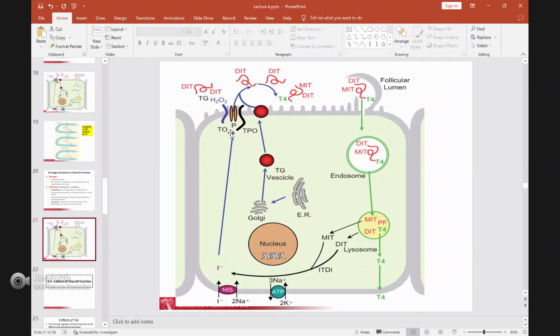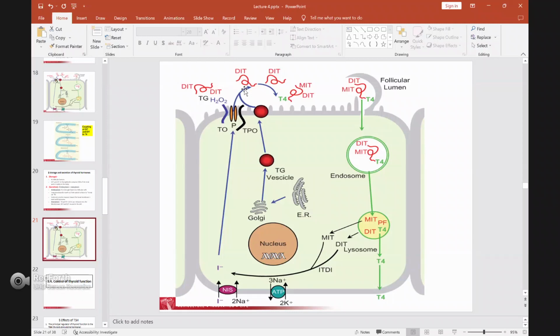Then we also have thyroglobulin, which is produced in the ribosome, then modified in the Golgi apparatus, and then engulfed by vesicles. This vesicle will bring the thyroglobulin inside the colloid or lumen. So now inside the lumen, we have two main components for the production of thyroid hormone, which are the thyroglobulin and also the iodine.